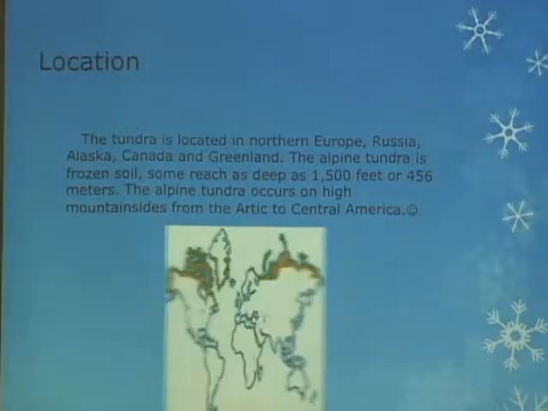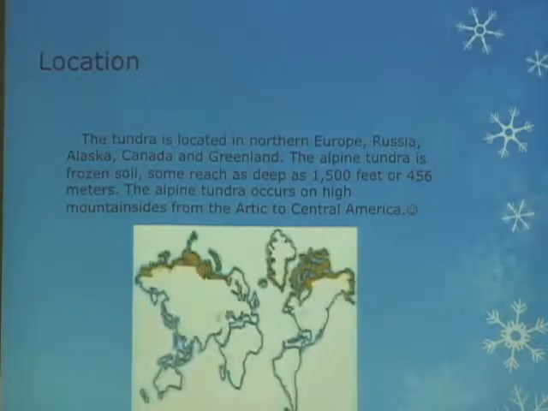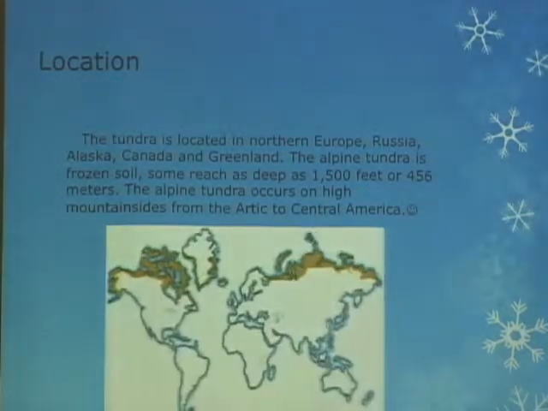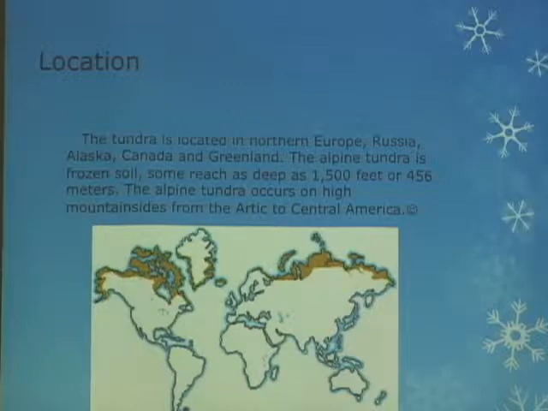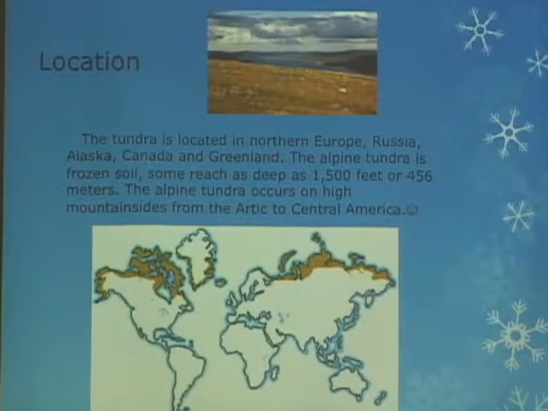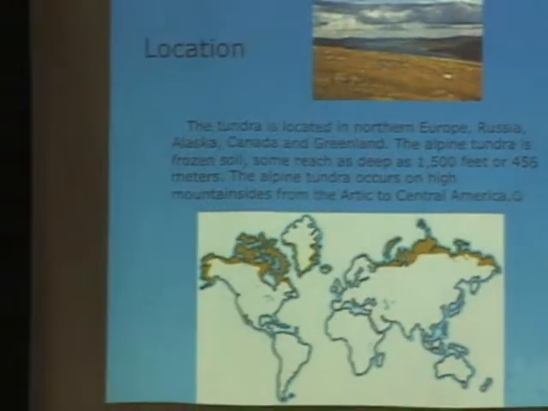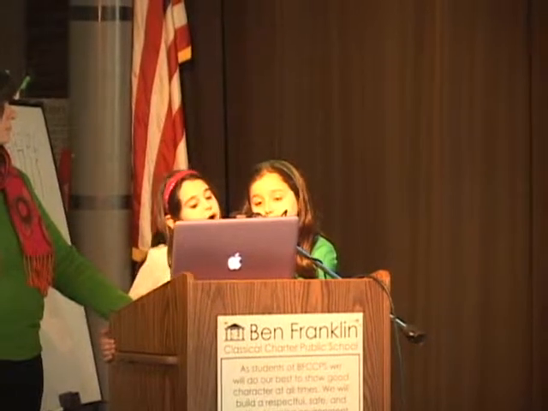Location. The tundra is located in northern Europe, Russia, Alaska, Canada, and Greenland. The Alpine Tundra has frozen soil. Some of it reaches as deep as 1,500 feet or 456 meters. The Alpine Tundra occurs on high mountainsides from the Arctic to Central America.